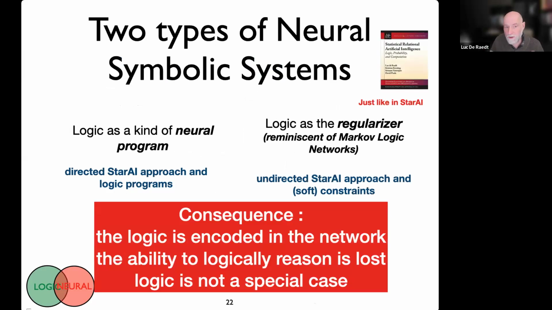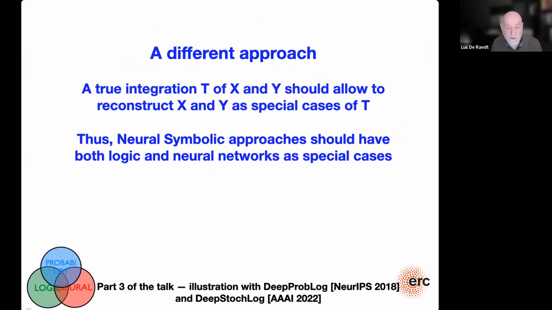And so you have 2 of these types of neurosymbolic systems. One is the neural program, the other is the regularizer. And there is a bit of a downside that in both approaches, you, in a sense, lose the ability to reason logically, because everything disappears in the structure of the neural network.